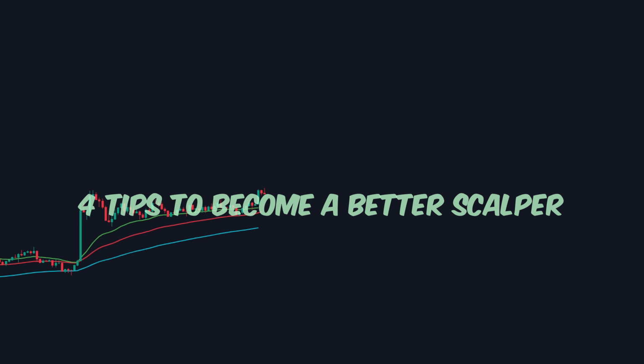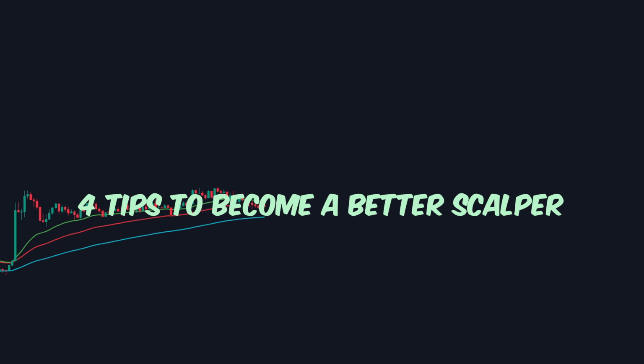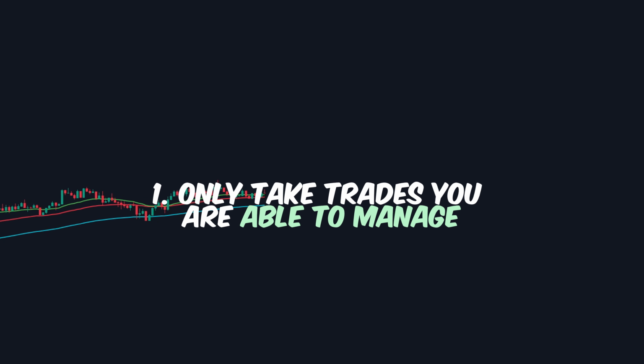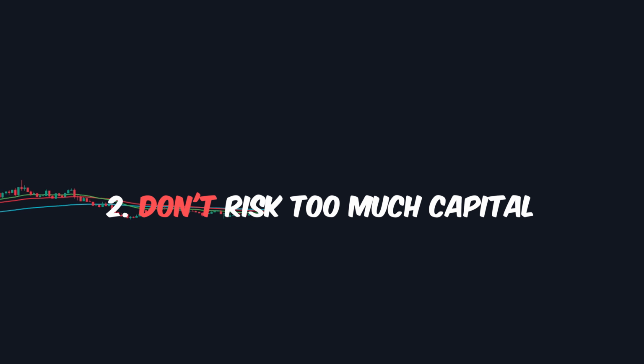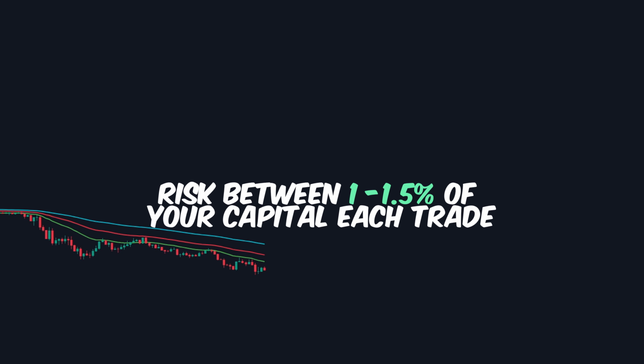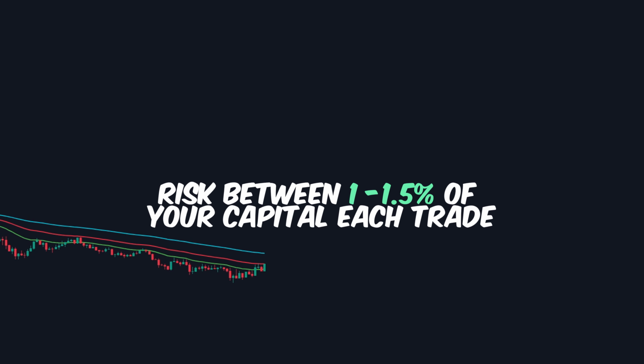Now I will give you 4 successful tips to make you a better scalper. The first tip is to only take trades that you are able to manage, because it's very hard to handle multiple trades at once, especially when you are scalping. The second tip is, don't risk too much capital. You never want to risk more than 2% of your portfolio per trade. I recommend risking between 1 and 1.5% of your capital each trade.